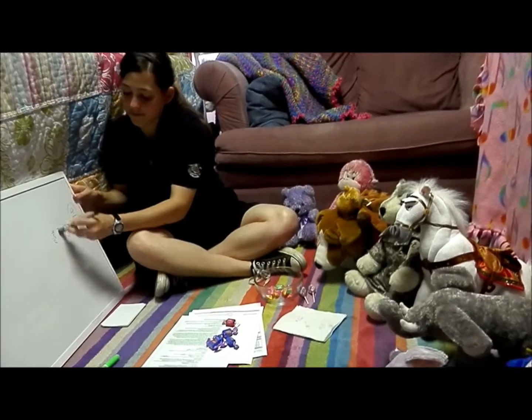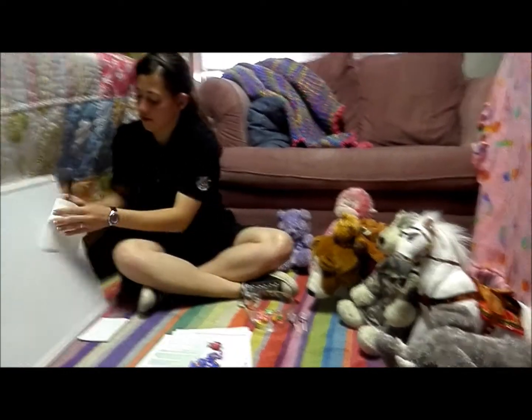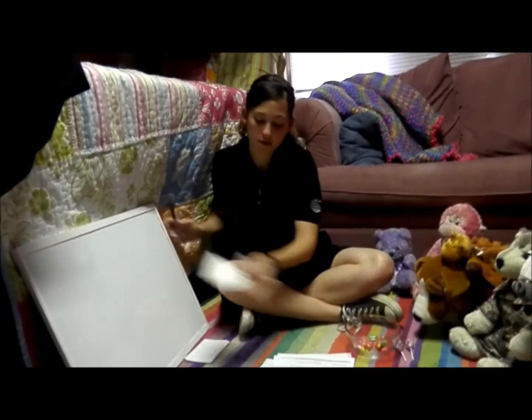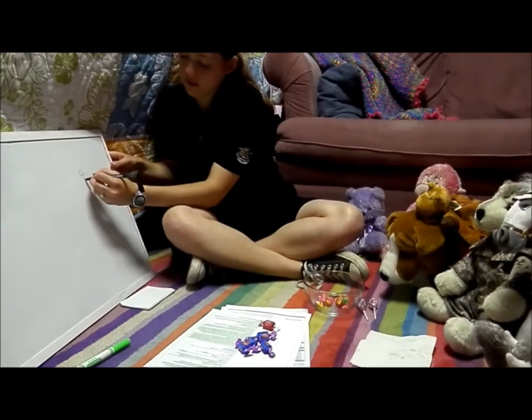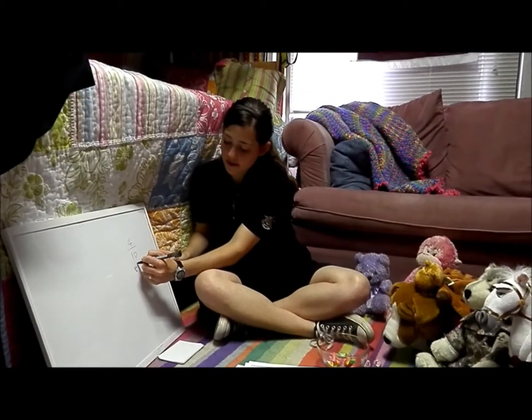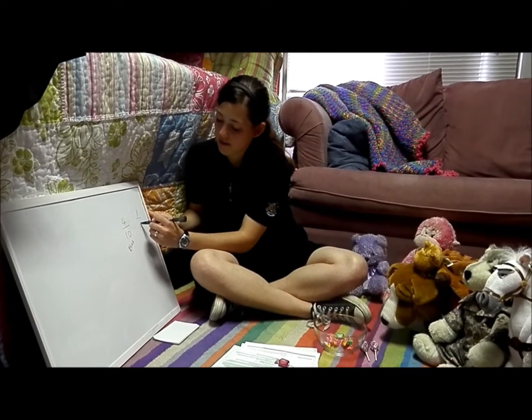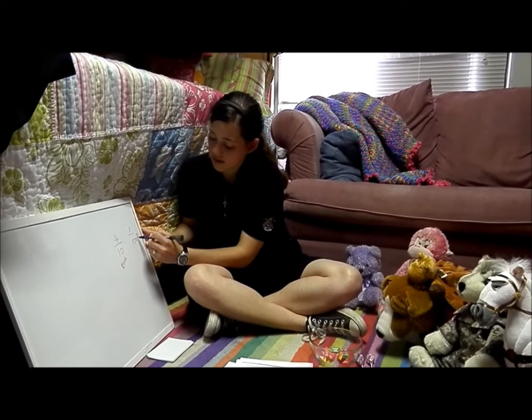Okay, so we have how many blues? 4. What would our fraction be for the blue? 4/10. Okay, what about the red? We only have 1 red. So our fraction is 1 on the top and 10 on the bottom.